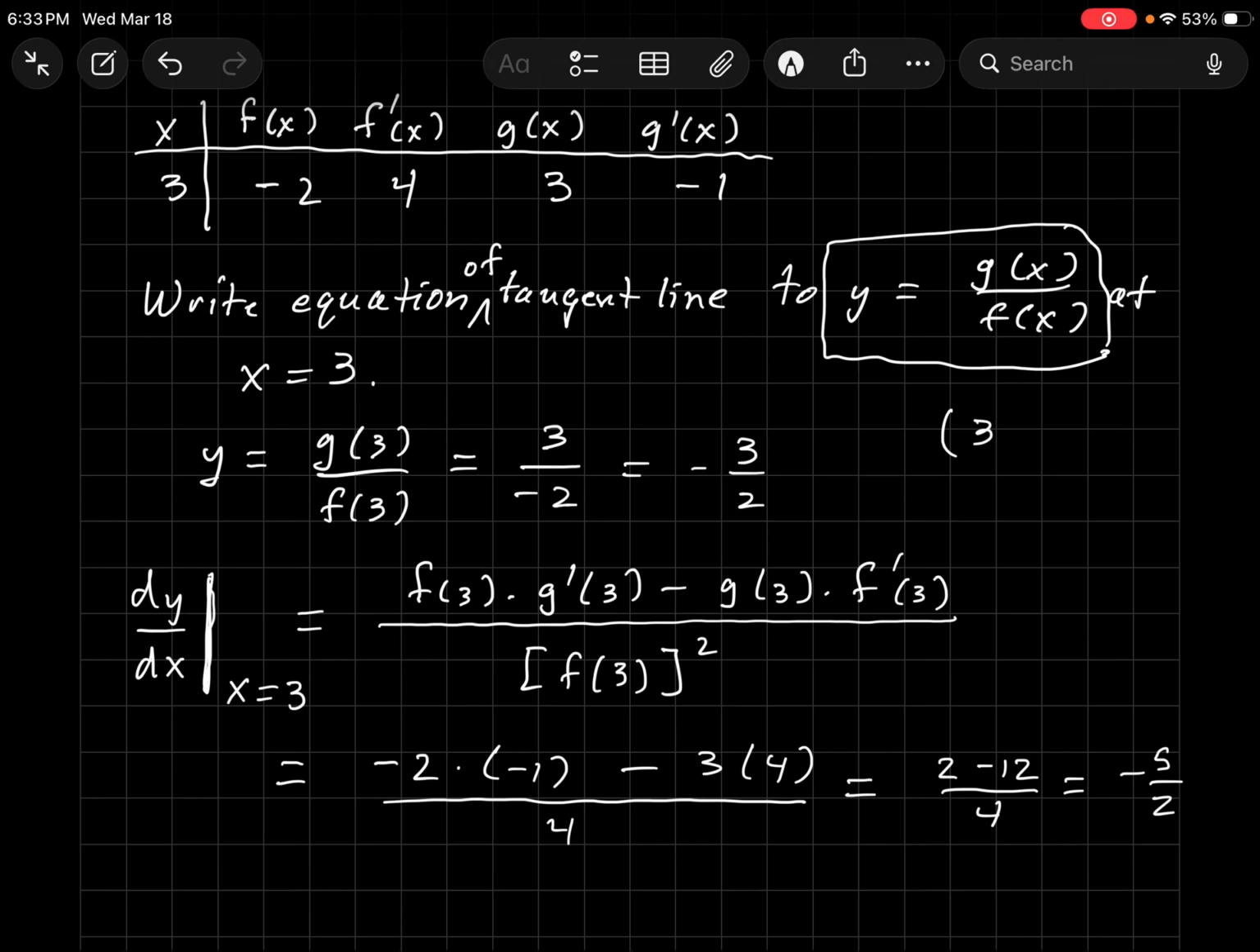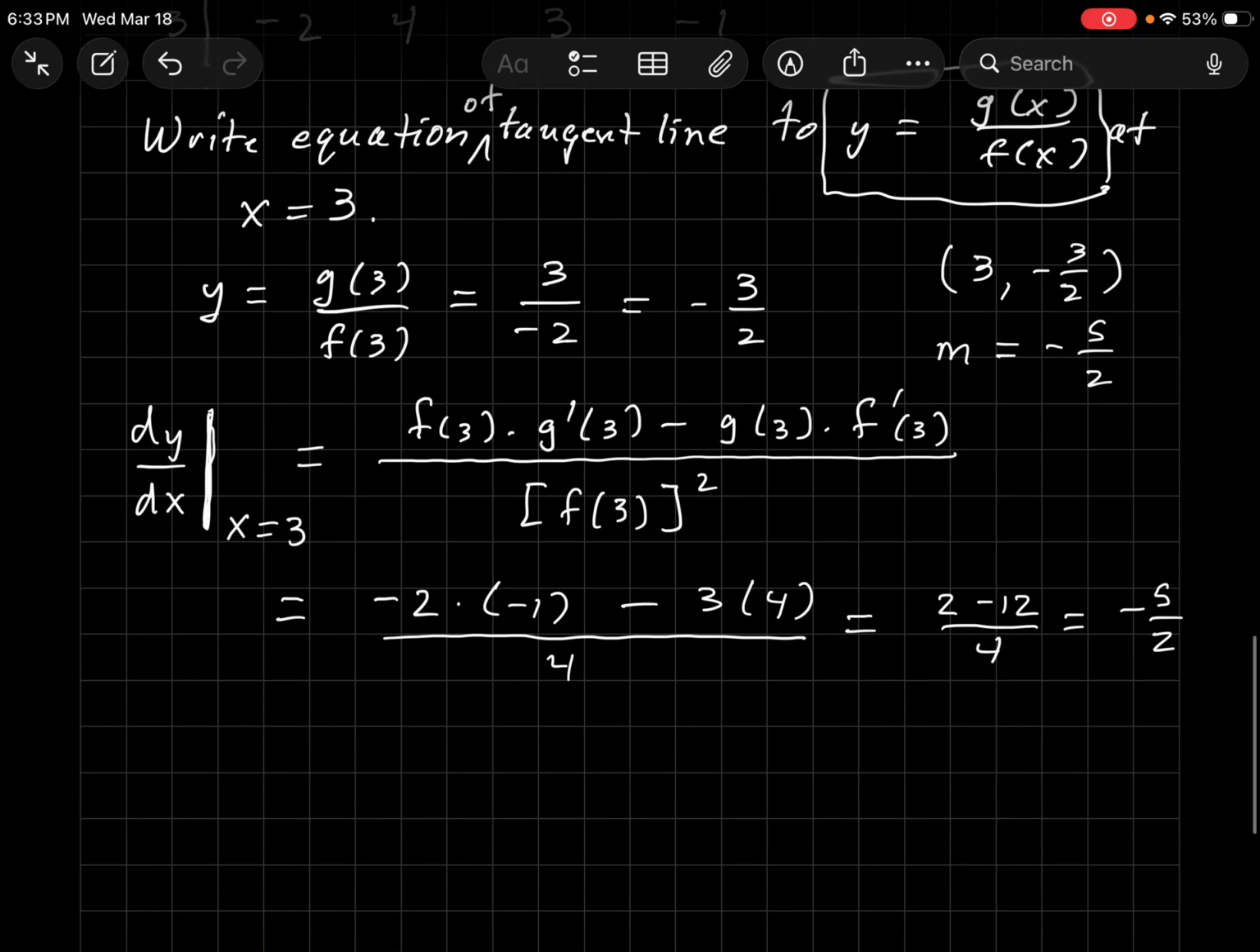So we have the point 3, -3/2. We have the slope, -5/2. And we can write the tangent line now, giving us y minus the y value, equals the slope times x minus the x value.